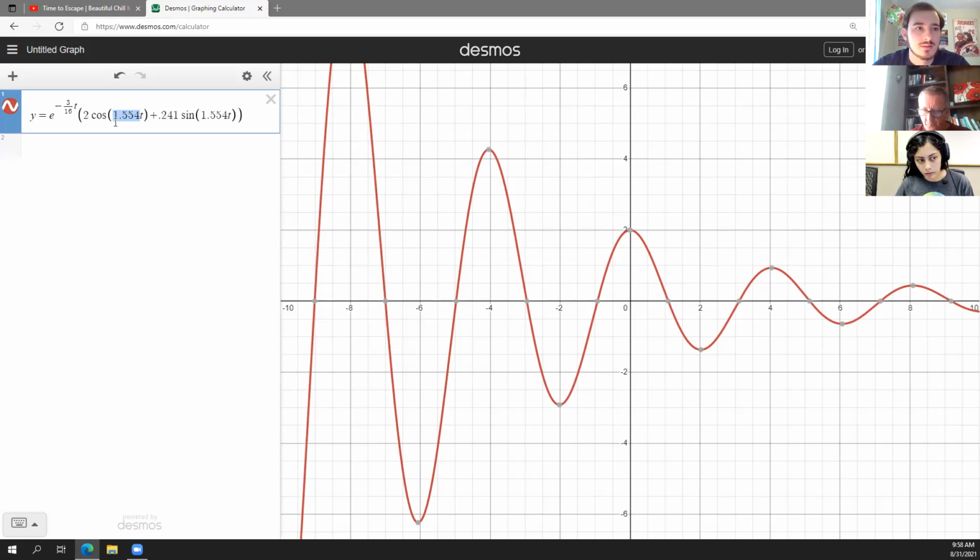Mm-hmm. That's exactly right. So 2 pi divided by that number. That's on my note sheet if you wanted to go down that road, but it's just kind of cool that you could know that algebraically. If I take 2 pi and divide by 1.554, look at that, 4.0432.